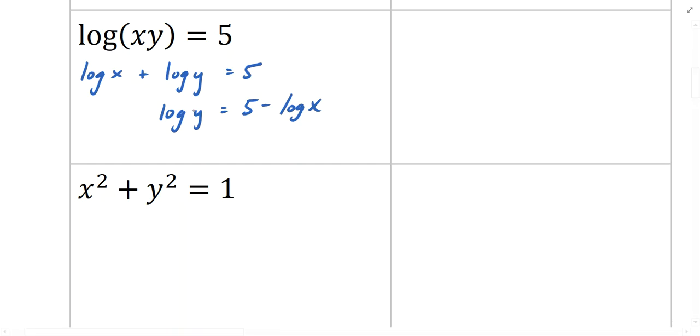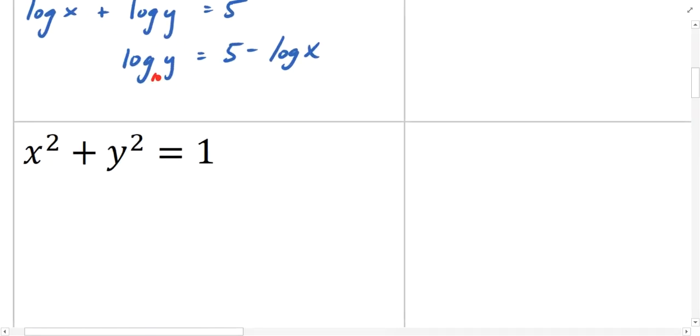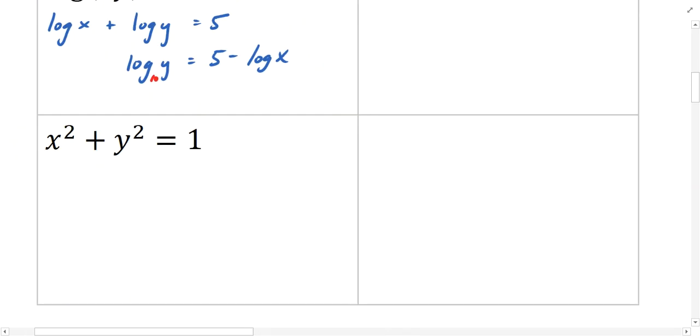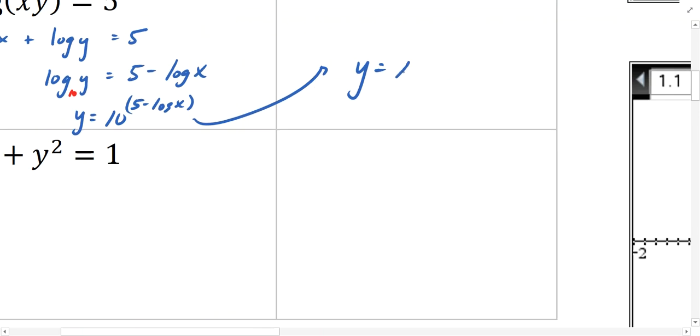And then using our understanding of logarithms and the implied base of 10, I could rewrite this logarithm from the left as an exponential on the right. And we know that y is equal to 10 to the 5 minus log x power. So we've got y isolated, or we have solved for y explicitly, and that would be 10 to the 5 minus log x power.